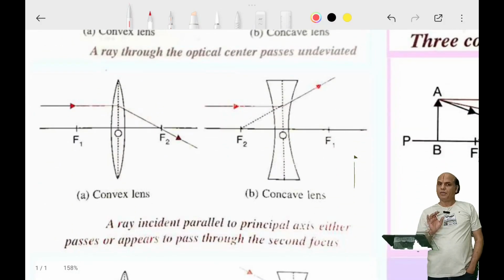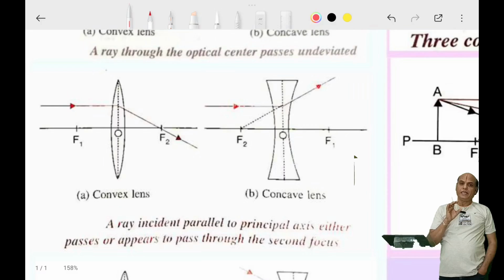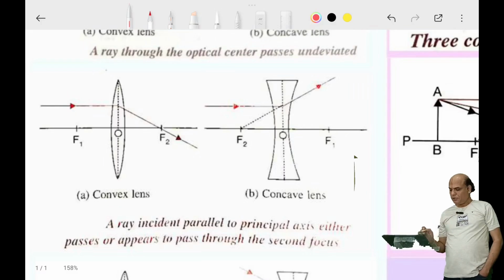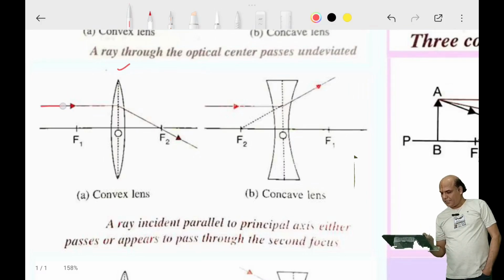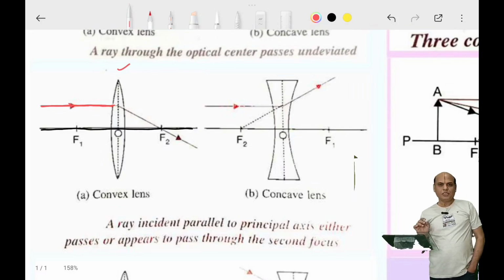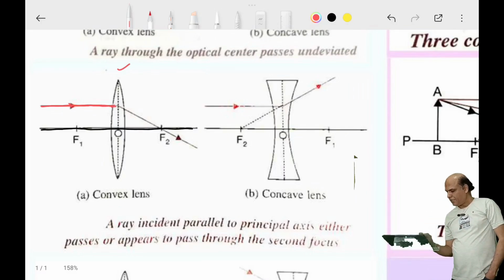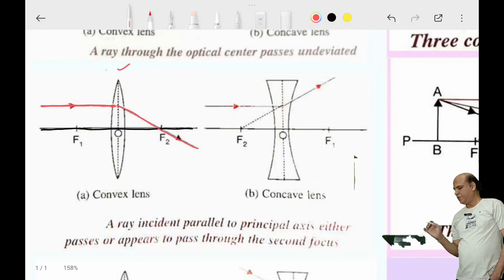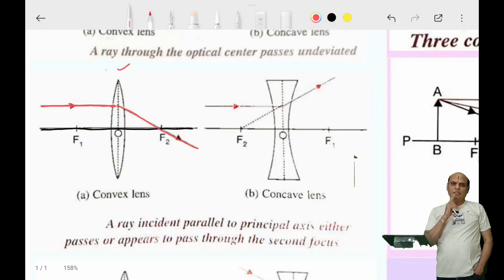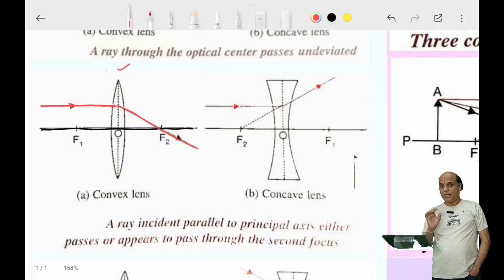The second principal light ray is when a light ray is incident parallel to the principal axis. First, see the convex lens here. This light ray is parallel to the principal axis. This is the principal axis. The light ray is incident on the lens surface parallel to the principal axis. Such a light ray, after suffering refraction, will pass through the focal point on the principal axis. So this is the second kind of principal light ray.